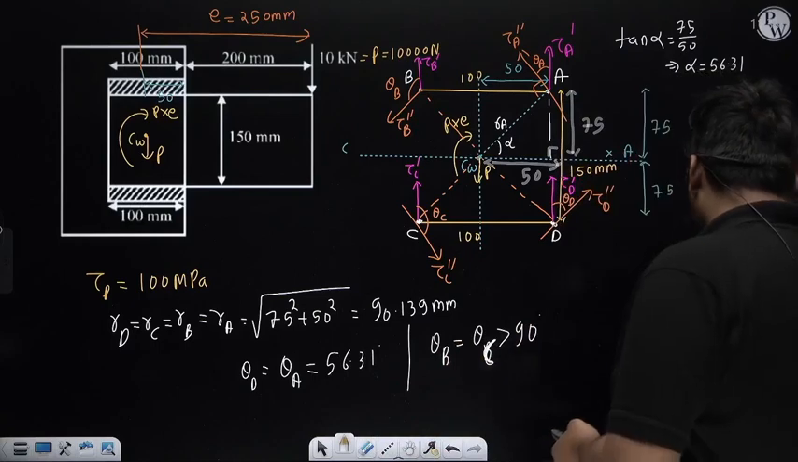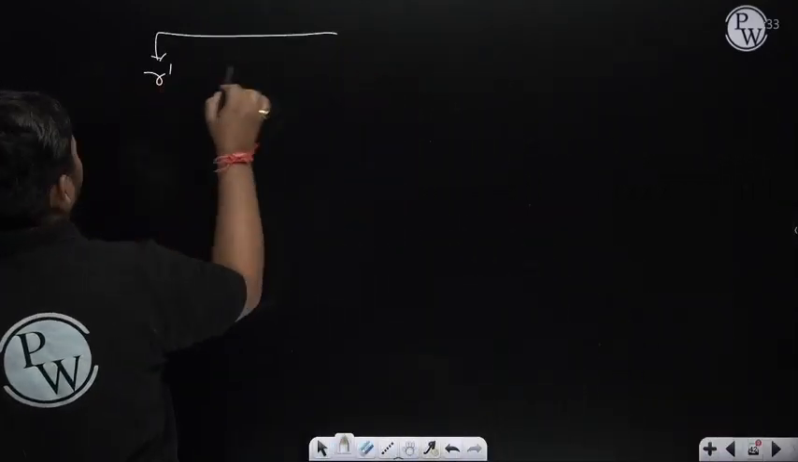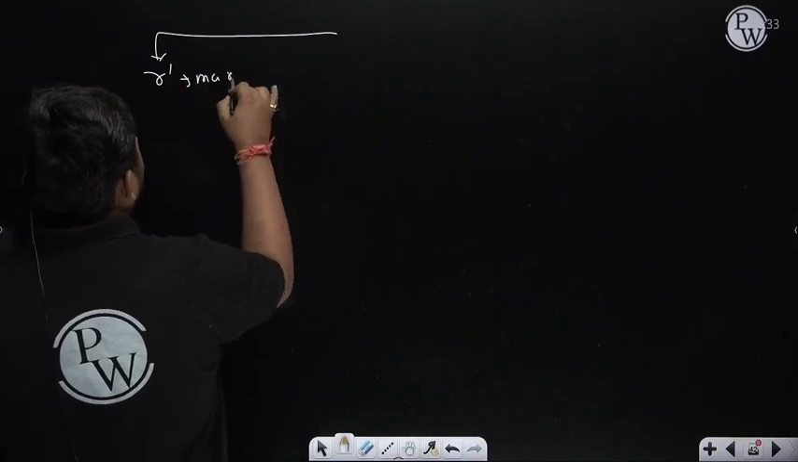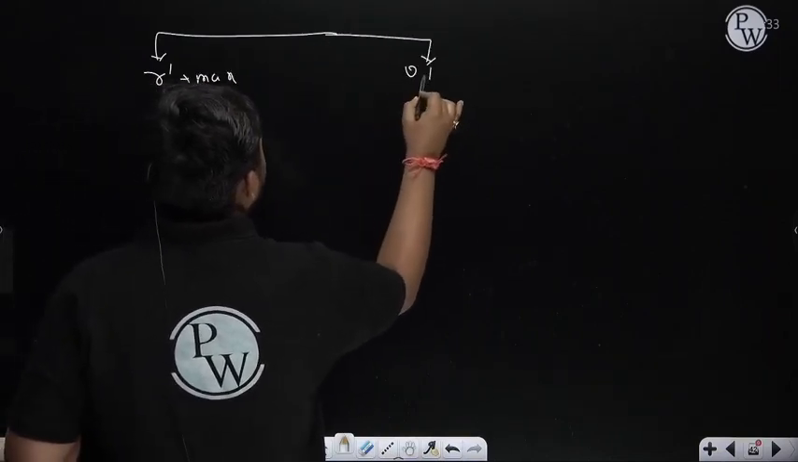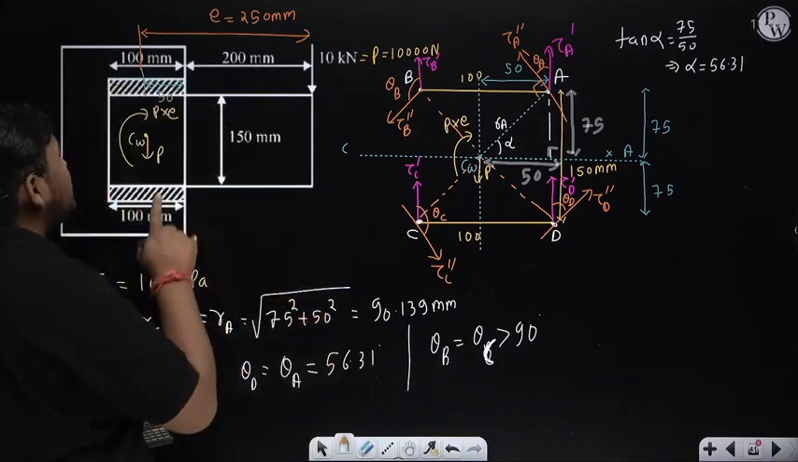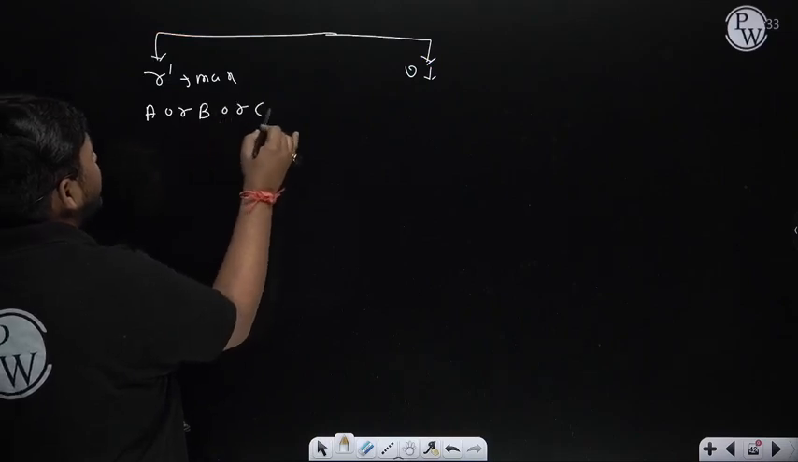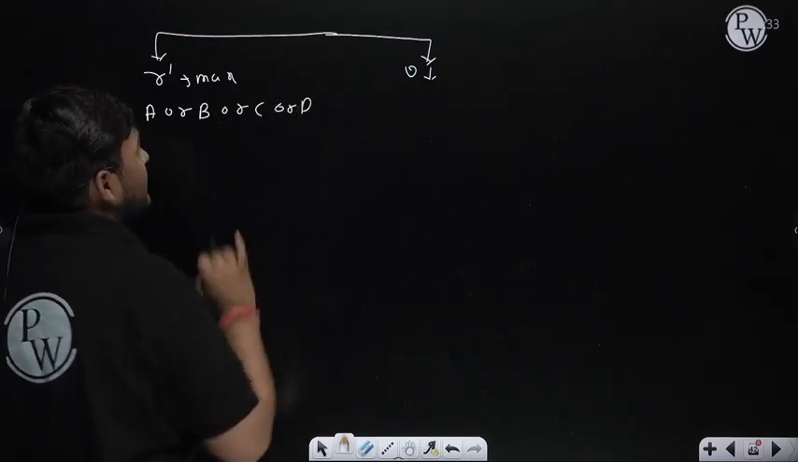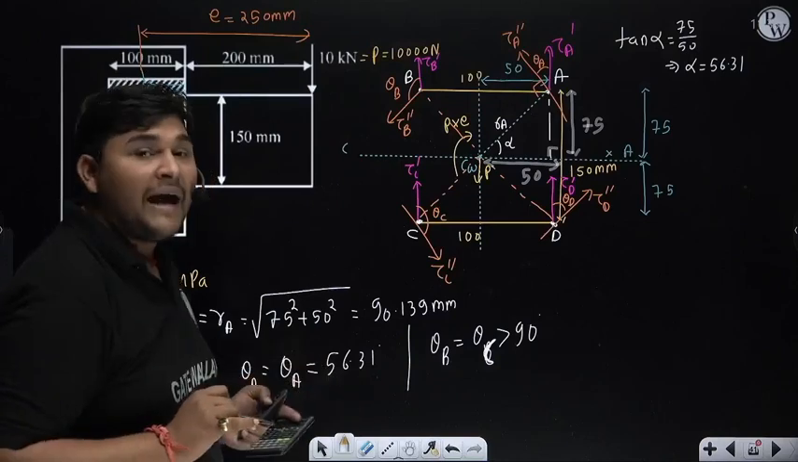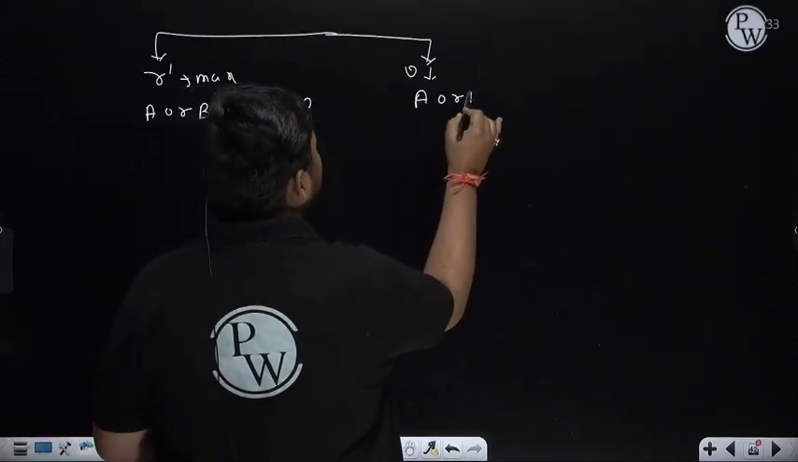Now the critical point. The critical point will be the point where, first, distance R is maximum, and second, where the vector angle theta is minimum. Here distance R is maximum at all points A, B, C and D, which means with respect to R, A, B, C and D are equally critical. With respect to theta, theta is minimum at A and D, so with respect to theta, either A or D is critical.